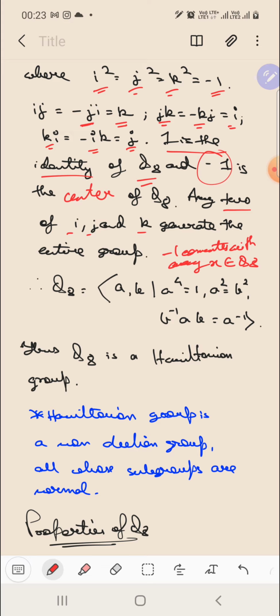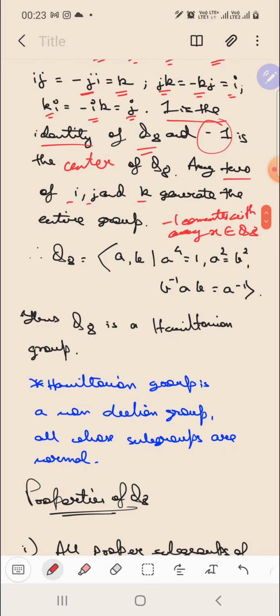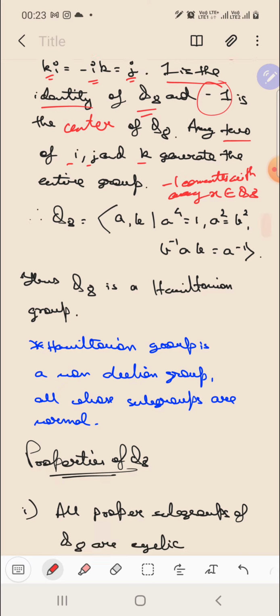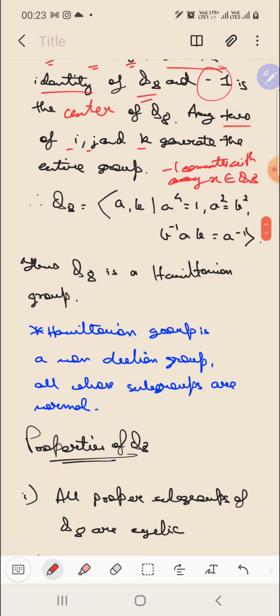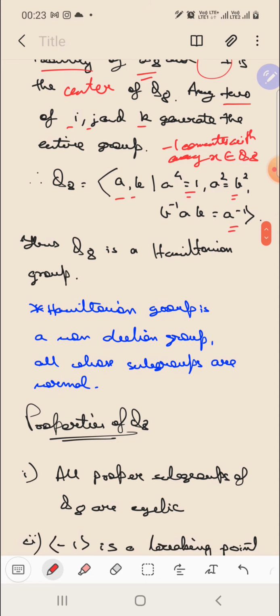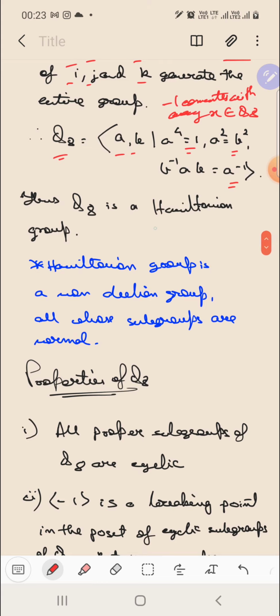Any 2 of I, J and K generate the entire group in this following way: a to the power 4 equals 1, a square equals b square, and b inverse a b equals a inverse. Clear? This a and b are 2 generators of Q8, and these 2 generators can be any 2 elements amongst I, J and K. Got it? Thus Q8 is a Hamiltonian group.